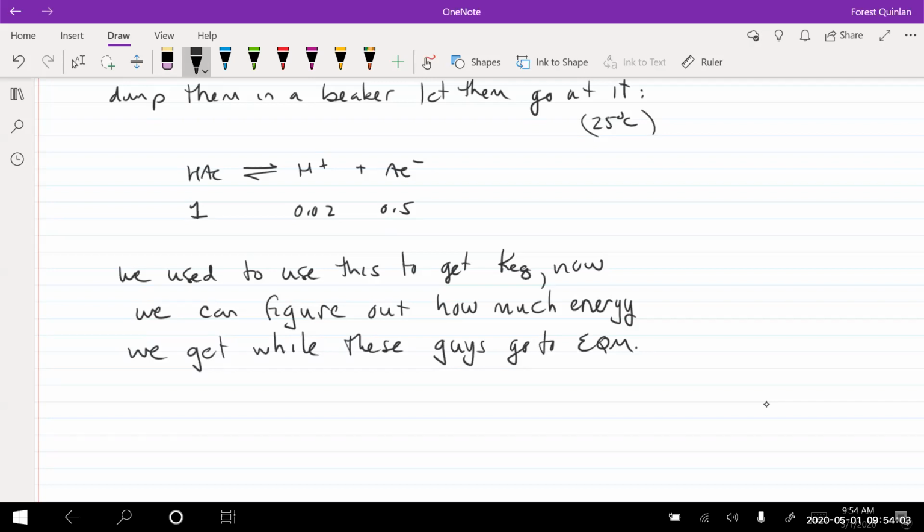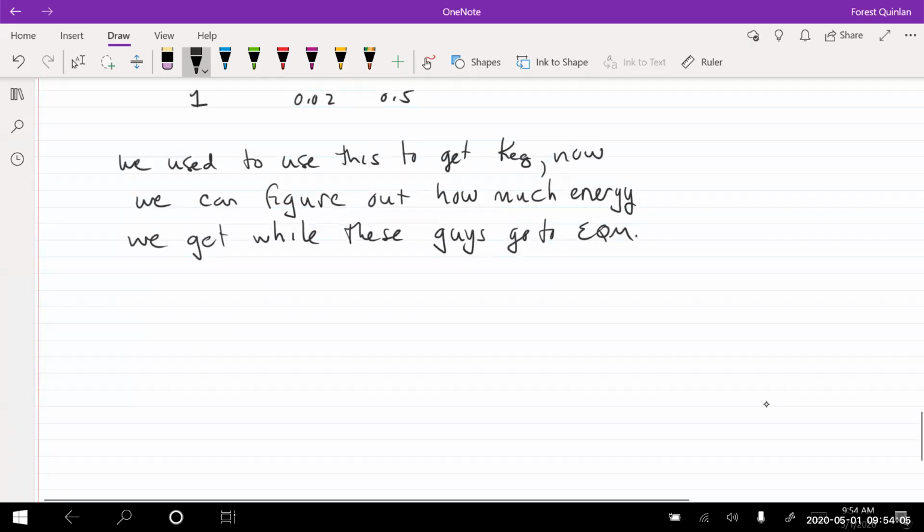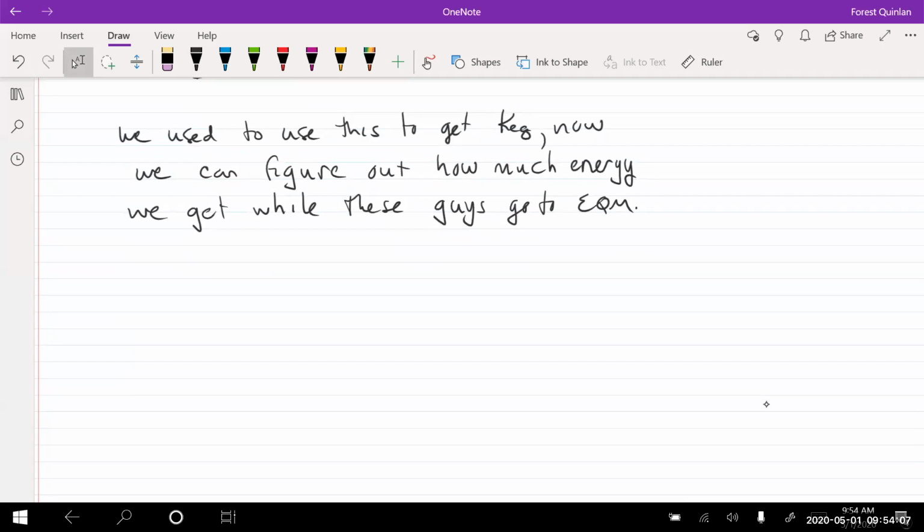So now we're going to look at this problem in just a slightly different way. Instead of getting a Keq, which we can do with our eyes closed now, we're going to look at this and say, if we put these things in there, we know they're going to go to an equilibrium. So is there any energy that is going to be associated with them moving to that equilibrium?